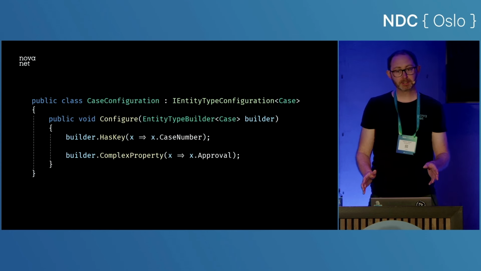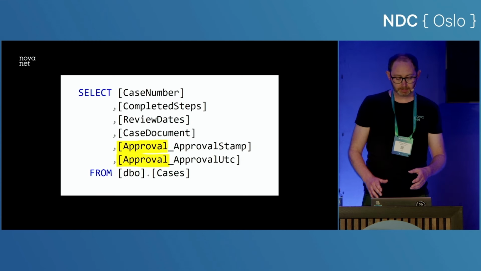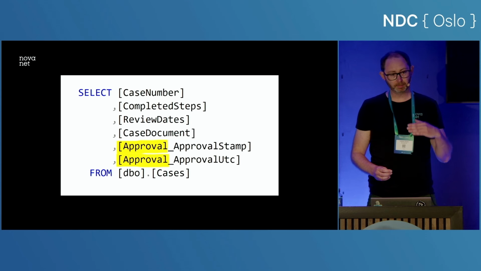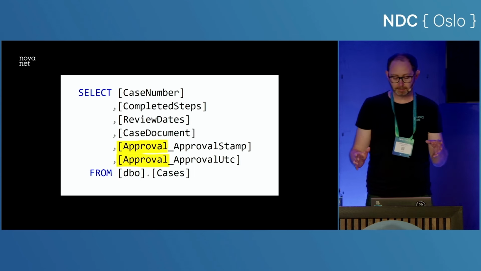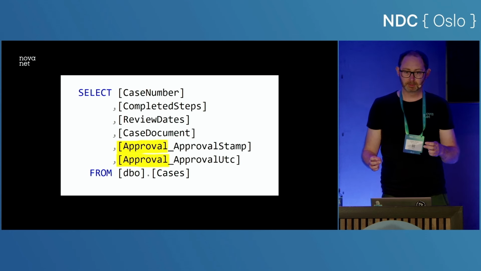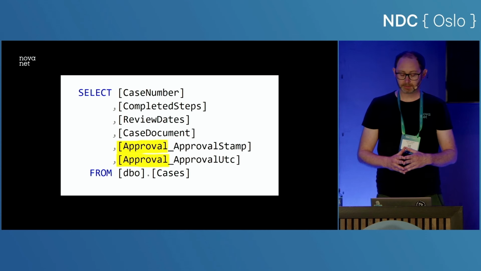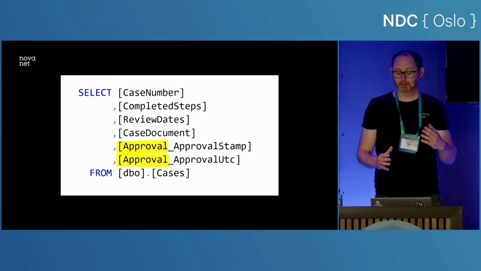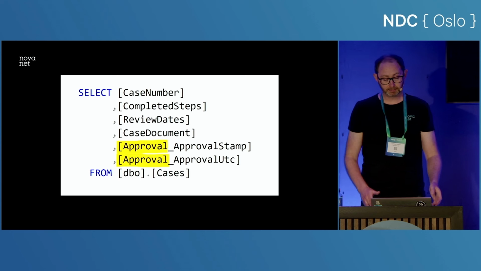When I run my migrations and update the database, I will have two new columns in my table. As you can see, both members of the approval record are mapped to two separate columns and prefixed with approval. So this is the only way to map a complex type in EF Core 8. According to the documentation, there is no intention to let you map this to a separate table. But they do want to enable you to map it to a JSON column.